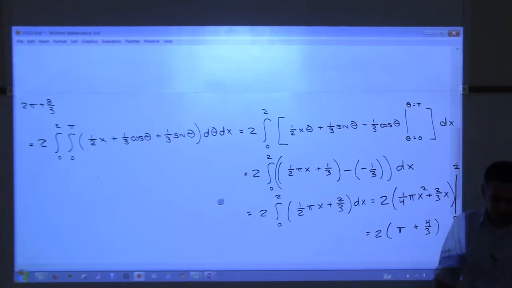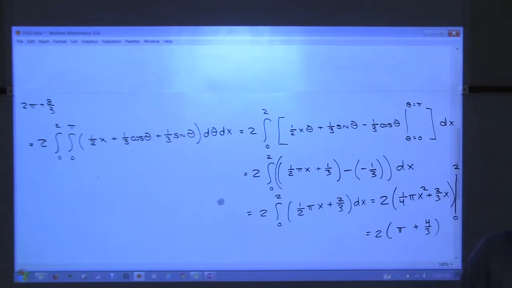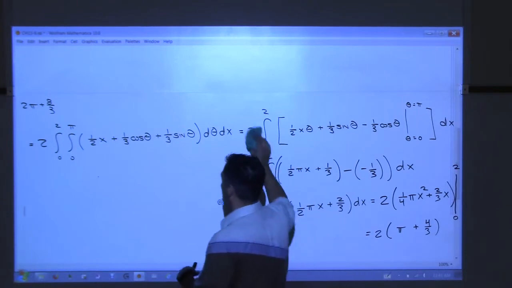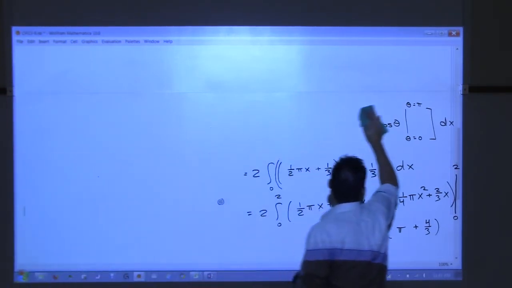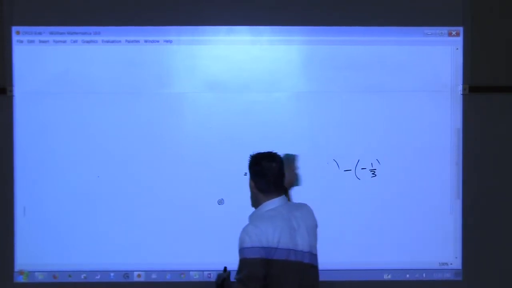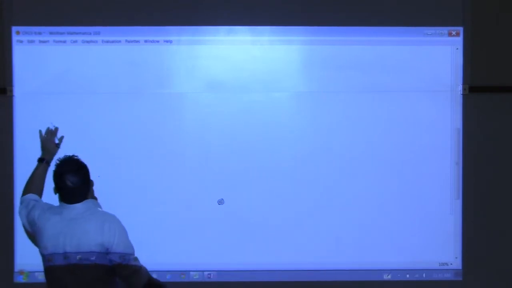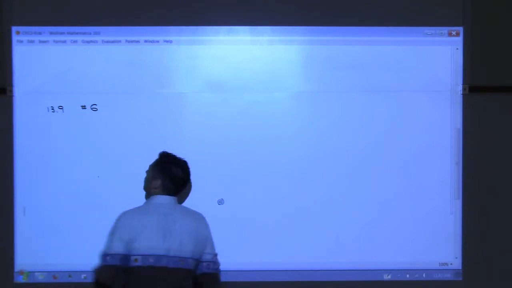Okay, cool, good. All right, the next one is a homework problem from 13.9. So it is from this section. I'm going to do one of the homework problems. So this is from 13.9. I'm going to do an even problem, number 6.